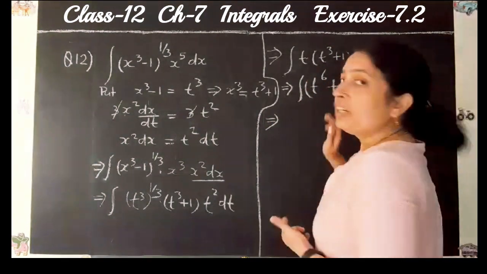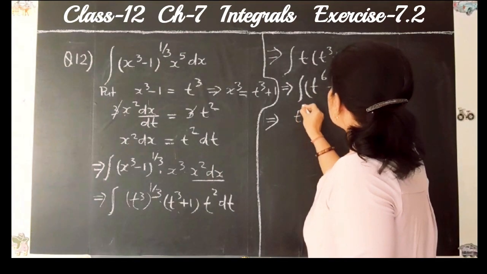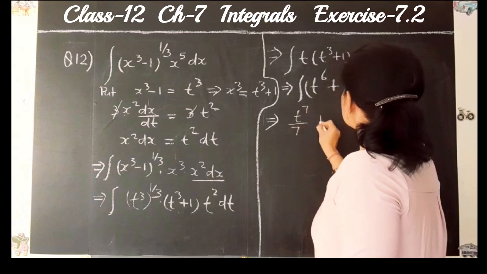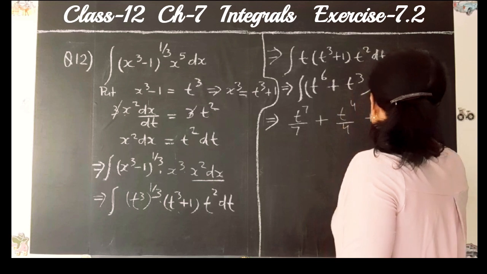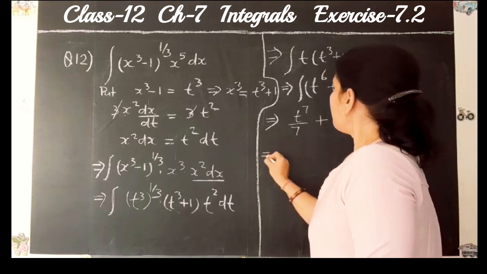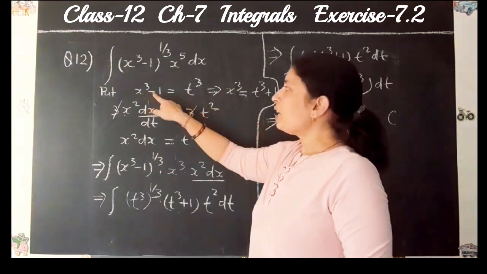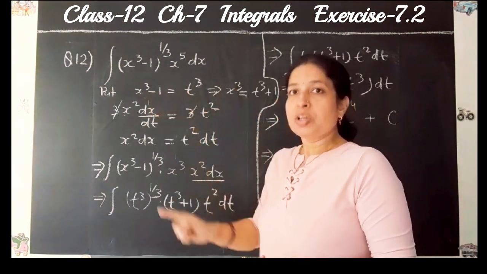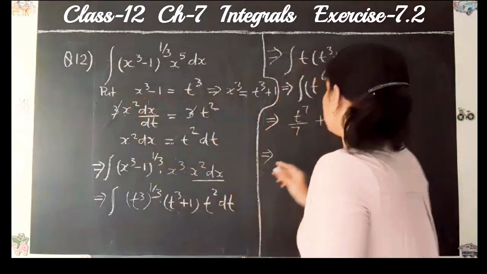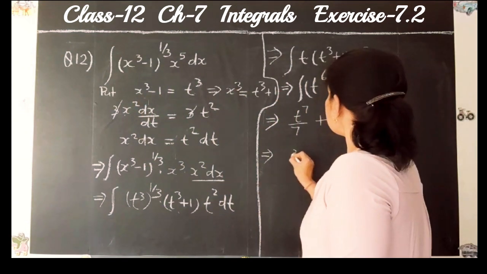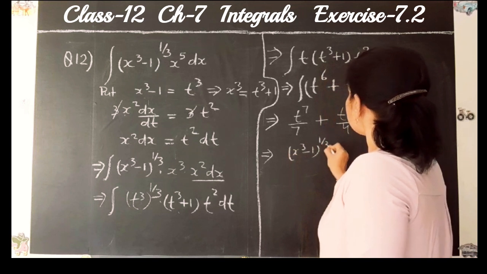Then integrate it. This one is in standard form. Yes. So when we integrate, we get t to the power 7 by 7 plus t to the power 4 by 4 plus a constant c. Now put the value of t. From here you can see that x cube minus 1 is equal to t cube. So t will be x cube minus 1 power 1 by 3. So in place of t, write x cube minus 1 power 1 by 3.